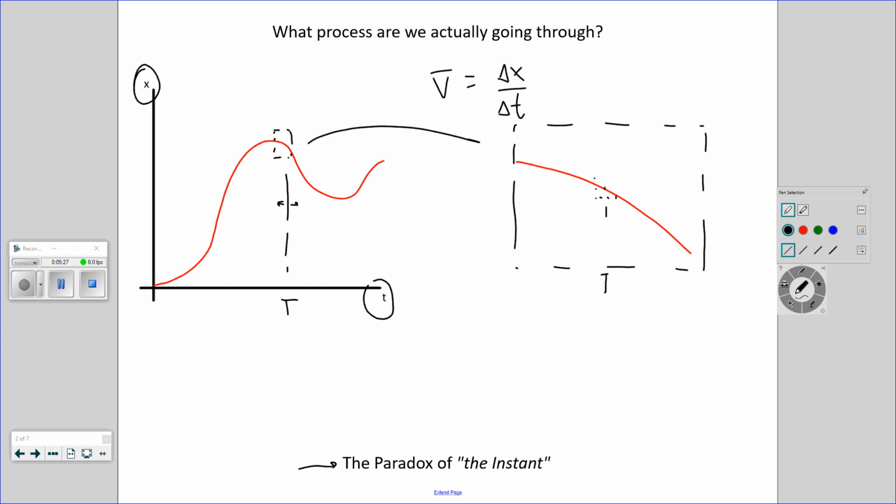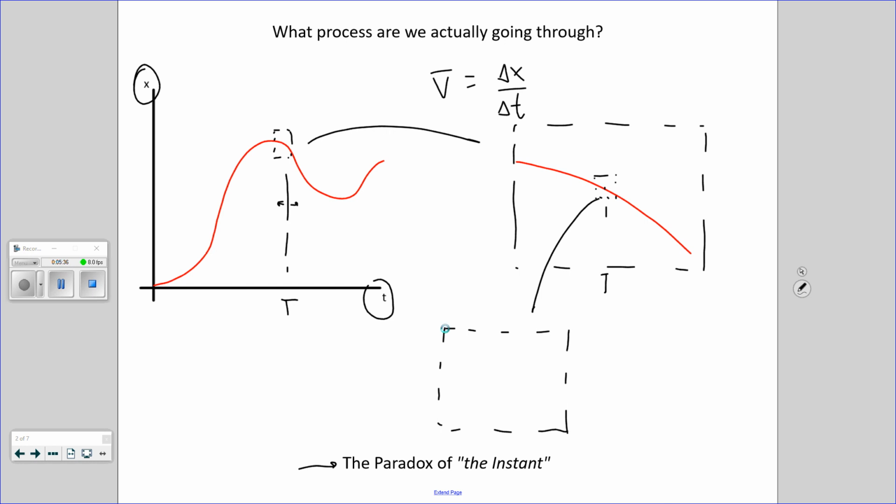But what if we zoom in on that, and now in this box it starts to look a little straighter and a little straighter. It's still a little bit curvy, but we're down now to a really, really small delta t. And the, quote, instant doesn't mean at a single time. An instant is really an infinitely small amount of time.